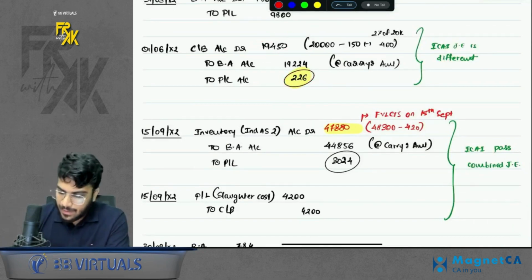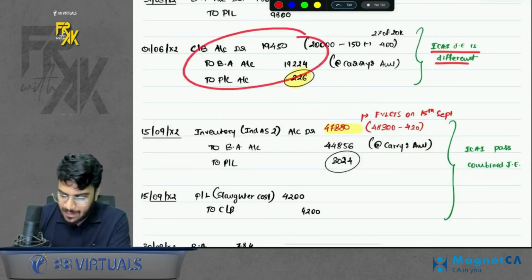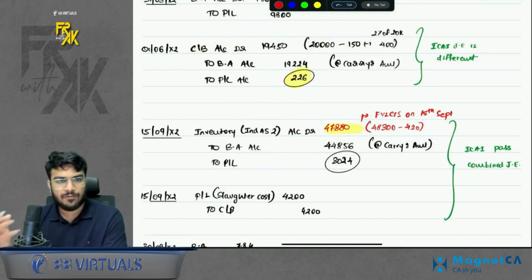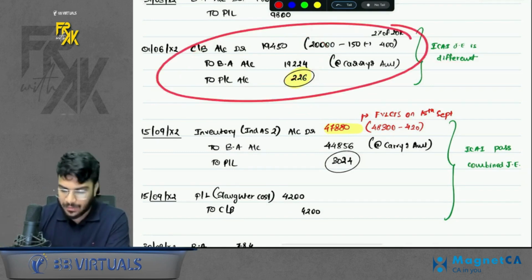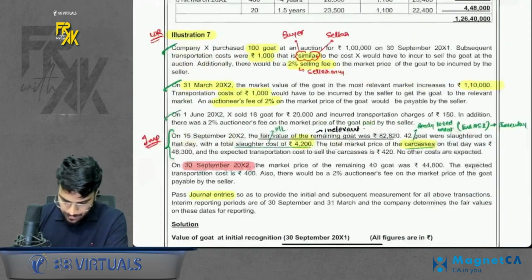Just to highlight, I am giving you a net entry. ICAI passes a gross entry. So it is better if you follow ICAI's entry also. But to understand, this entry is better. Anyways, let's proceed. Then what happened?